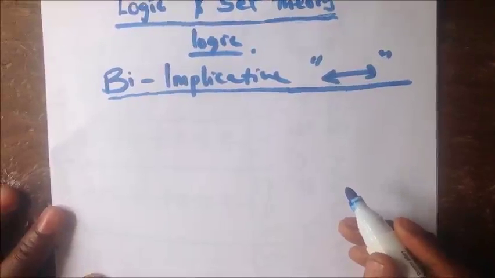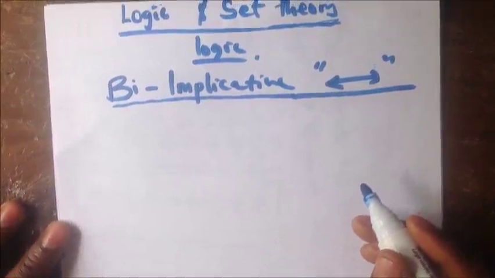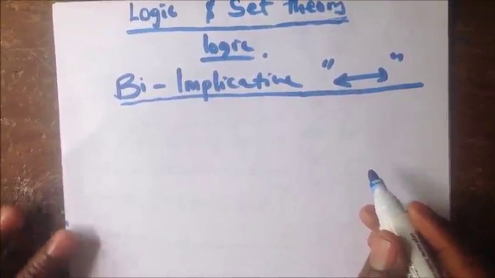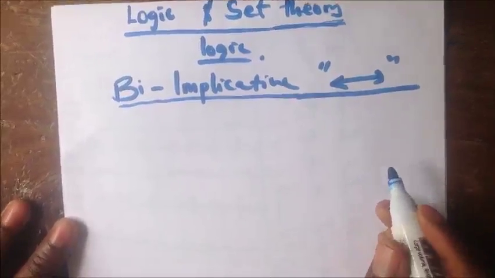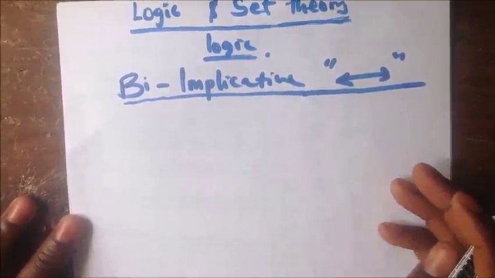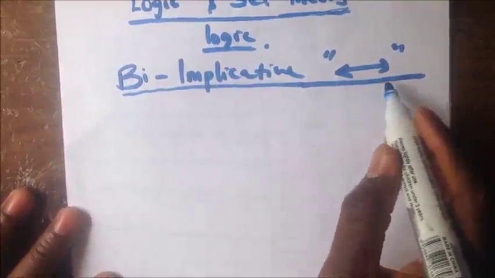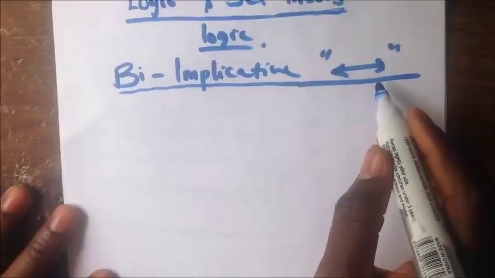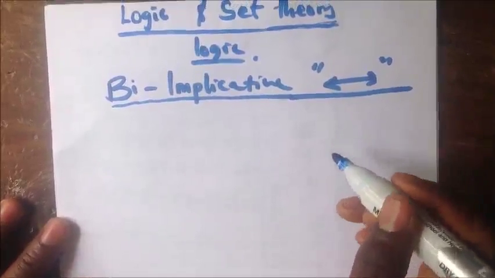We will be discussing biimplicative in this lesson. We see that a compound statement formed with the connective "if and only if" is said to be biimplicative. So now, what are the conditions?